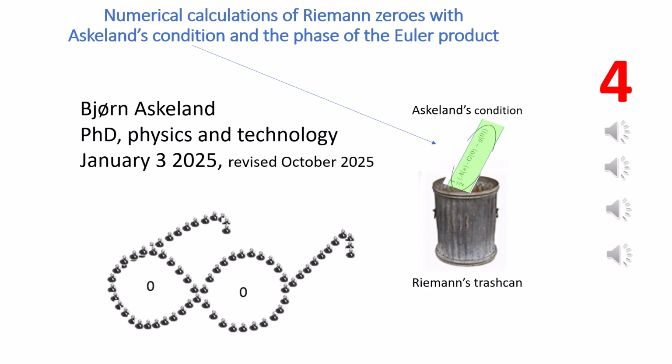This is my fourth video about Riemann's hypothesis. Today I'm going to show you how to calculate Riemann zeros with the Euler product and with the condition Riemann left in his trash can.